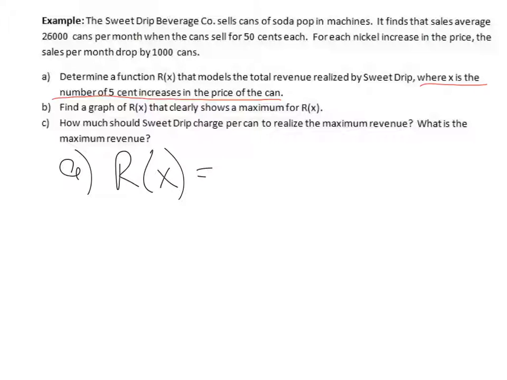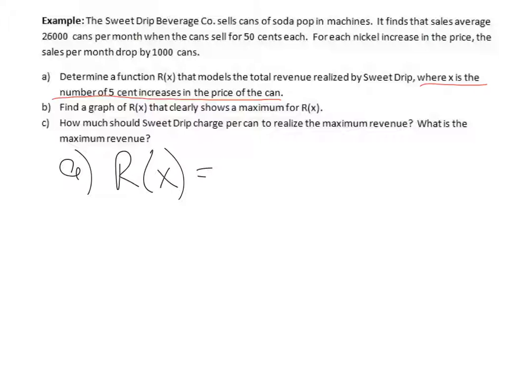In this example, if you thought about it originally, if they're just selling 26,000 cans and they sell them for 50 cents each, the money that comes in is just 26,000 times 0.5, and you're going to come up with $13,000. What we need to do is factor in what effect these price changes are going to have on the situation. Every time that we raise the price, we're going to lose 1,000 cans.